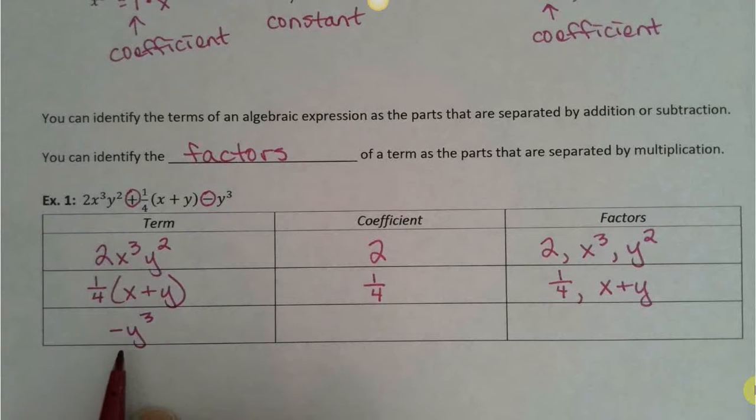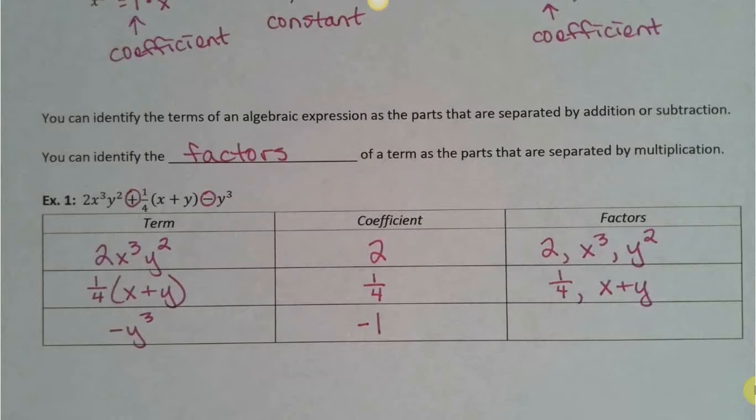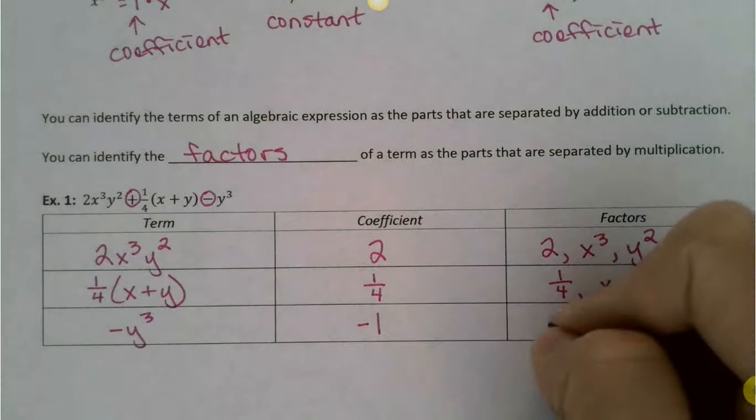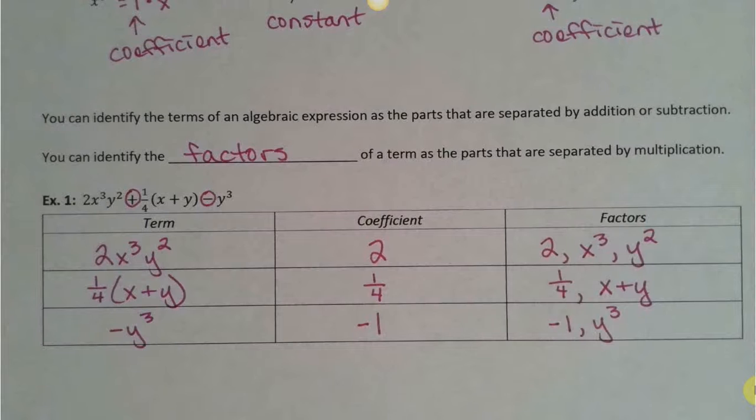And what's the coefficient on our third term? Well, remember we said that when there's no other number there, it's understood to be a 1. In this case, though, it would be a -1 because of that negative in front. So the coefficient is -1. And then what's getting multiplied together in this term? Just the -1 and the y cubed. So those would be the 2 factors.